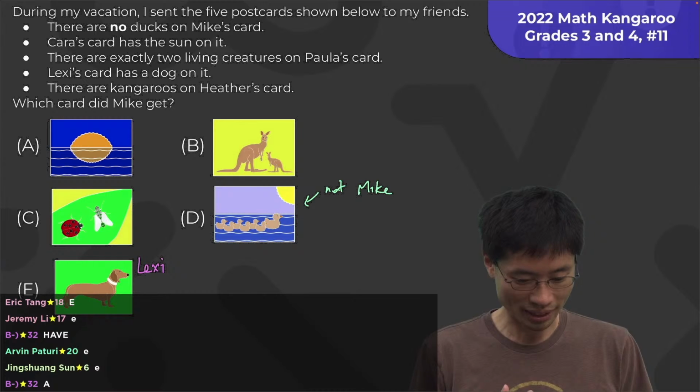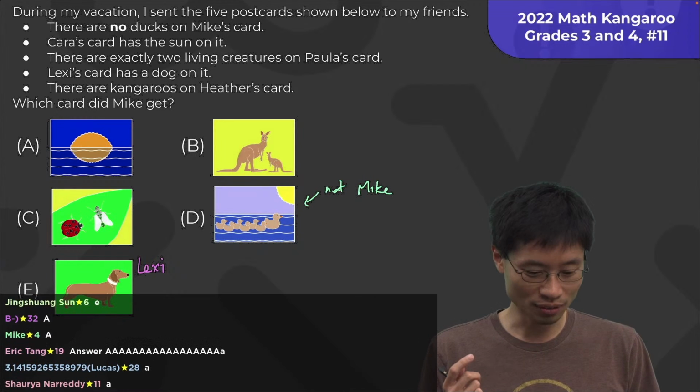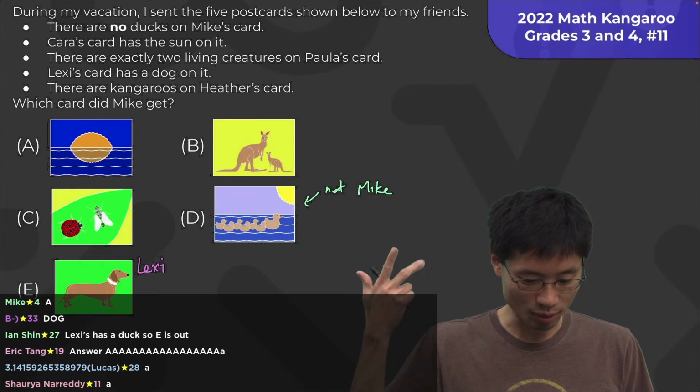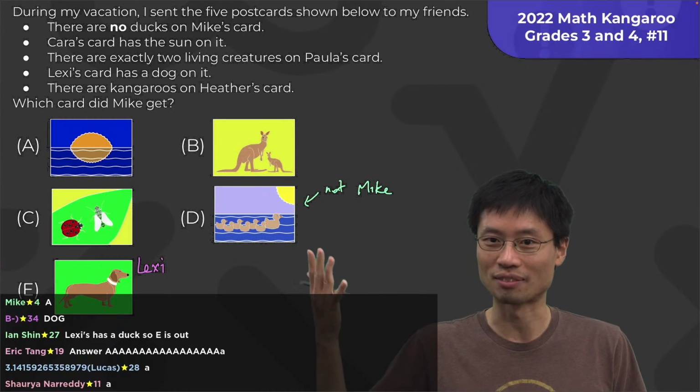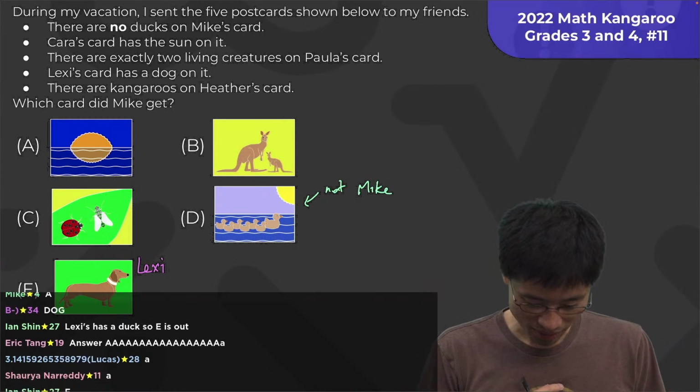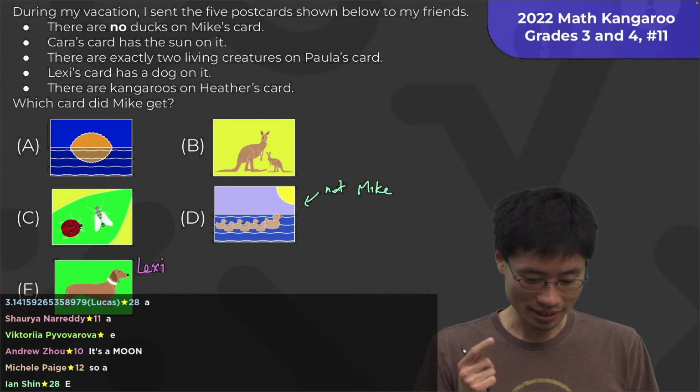5 cards to my friends. Oh, I'm also curious. Are there only 5 names listed? Mike, Kara, Paula, Lexi, Heather. Okay, so that's 5 people. All right. So now Lexi's is taken care of.